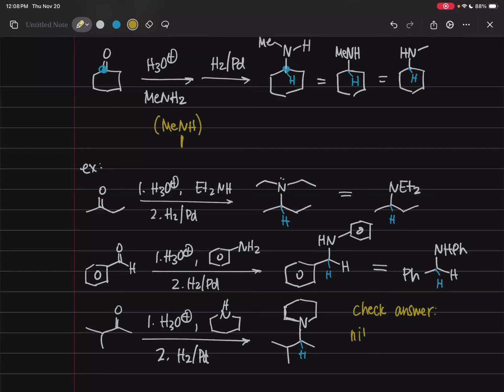Is that like secretly where the other hydrogen we take away goes? The other hydrogen that we take away. Sure, you could call it that.